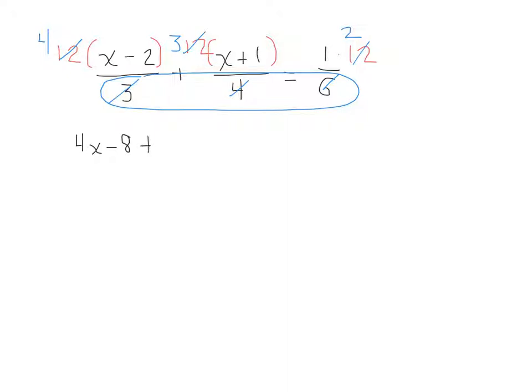Distribute the 3 to x plus 1. 3 times x is 3x. 3 times 1 is 3. And distribute the 2 to the 1, which 2 times 1 is just 2. Very nice. Fractions are gone, much less likely to make any mistakes. So, like terms, we have 4x and 3x add up to 7x. And we have negative 8 and positive 3 add up to negative 5.